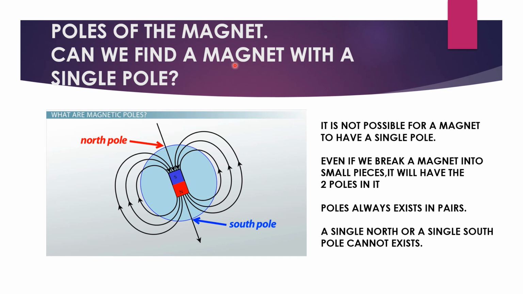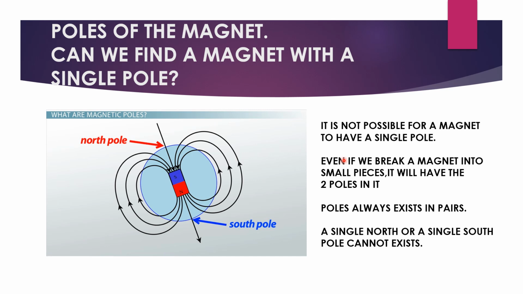Now the question arises, can we find any magnet with a single pole, that only one pole exists in it? So the answer is no. It is not possible for a magnet to have a single pole. So the answer is no, because we cannot find any magnet with a single pole.